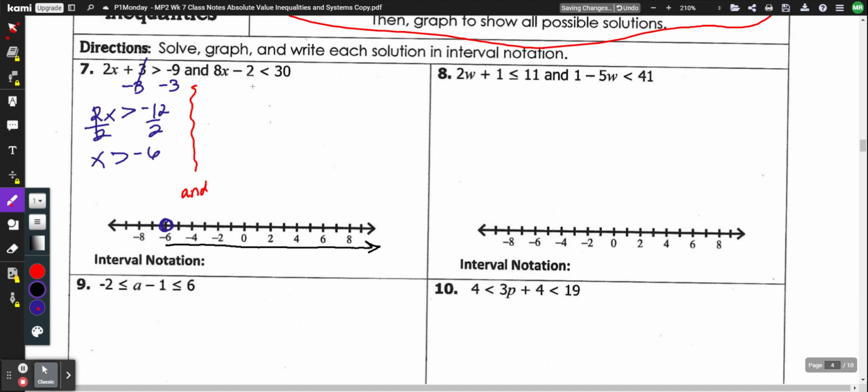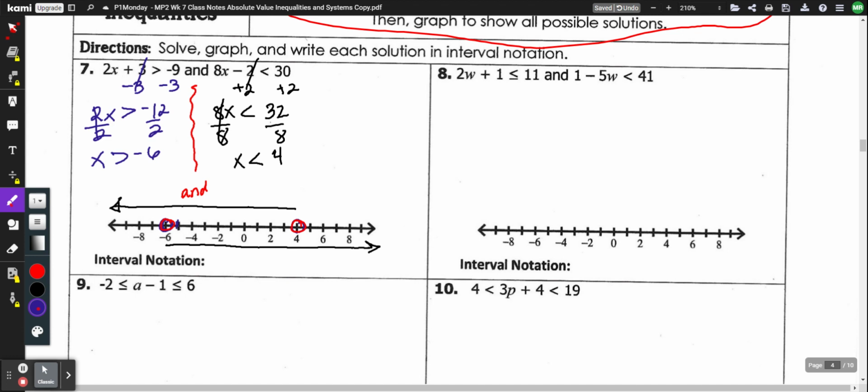And then for the second inequality, I'm going to add 2 to both sides. Those cancel. I've got 8x less than 15. I'm sorry, that's plus. We're adding 2, so it's 32. Then I divide by 8. Then I have x is less than 4. So I'm going to come back over here. I'm going to do 4 with an open circle. These colors are hard to see. And this one's less than, so it's going to be going this way.